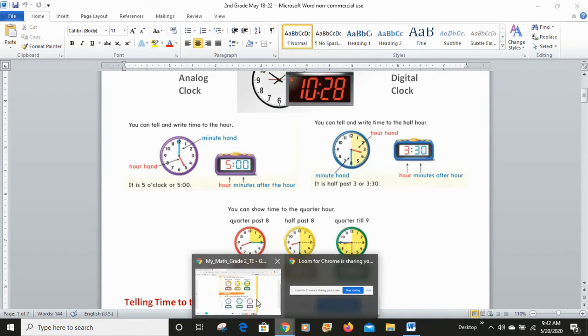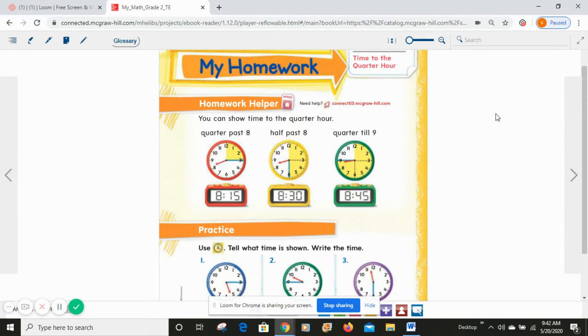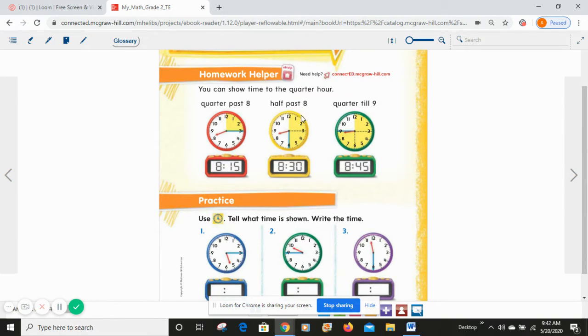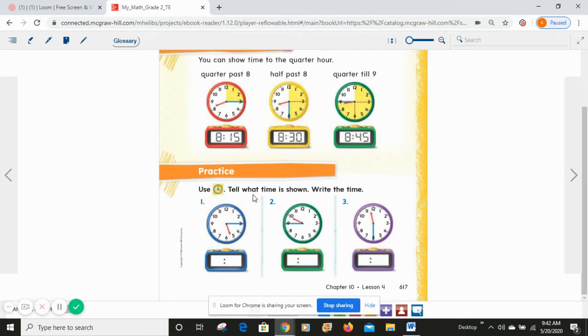Let's take a look at something from our math homework. It says you can show time to the quarter hour. 8:15. Remember, here's the minute hand pointing over at the 3. 8:30. Minute hand is pointing straight down. And 8:45, because the minute hand is all the way pointing over here. So it says, tell what time is shown, write the time. First thing I want to do is look at my minute hand, and then I'm going to look at my hour hand.